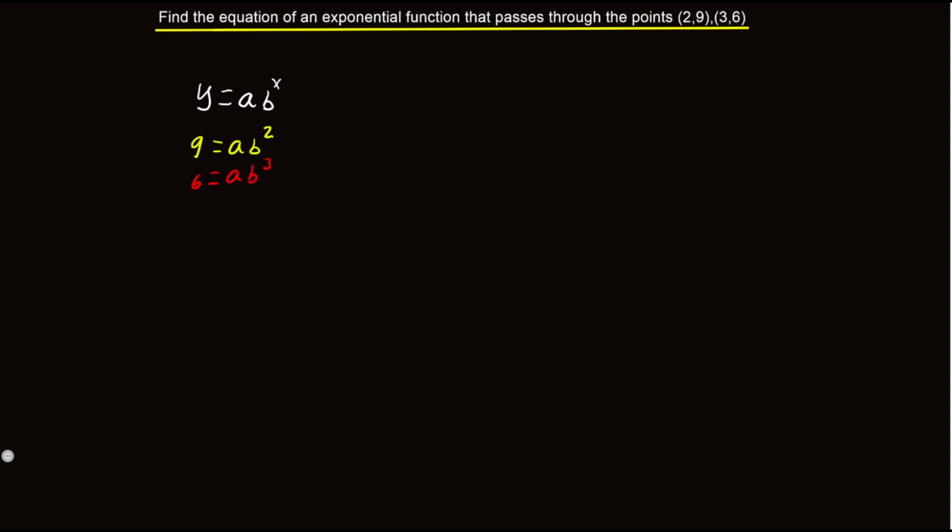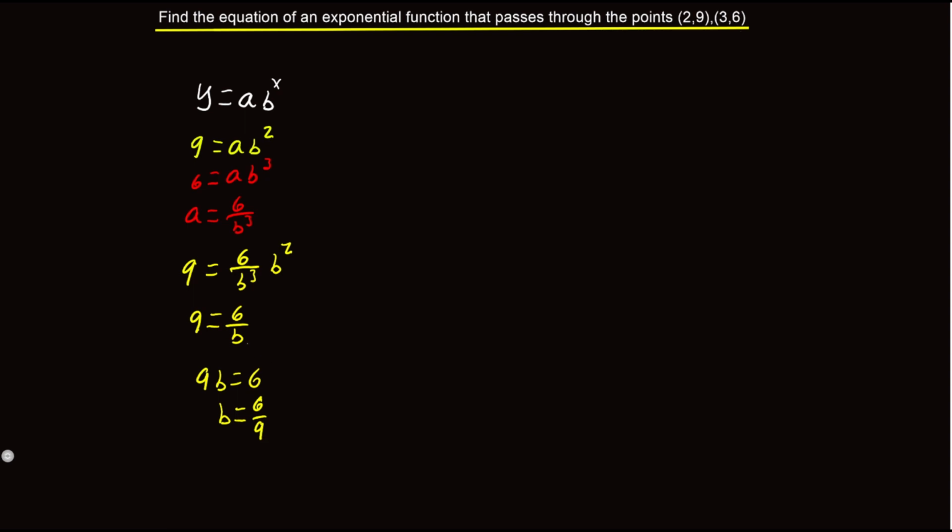And we can go ahead and just solve for a, where we will get a is equal to 6 divided by b cubed. And we'll go ahead and replace that into our first equation, where we will get 9 is equal to 6 divided by b cubed times b squared, where multiplying we will end up getting 9 is equal to 6 divided by b, where we can just go ahead and multiply by b to get 9b is equal to 6. And solving for b, we get b is equal to 6 divided by 9.